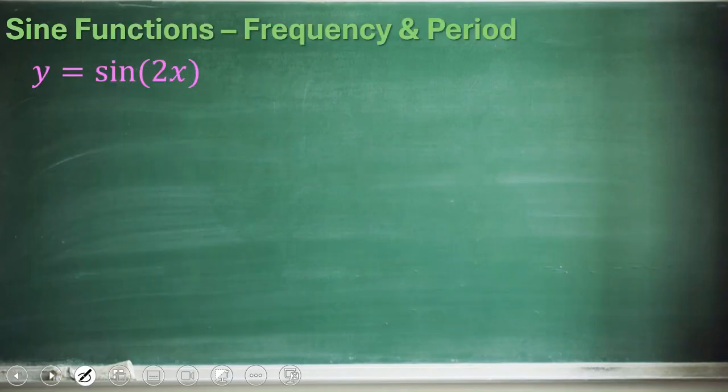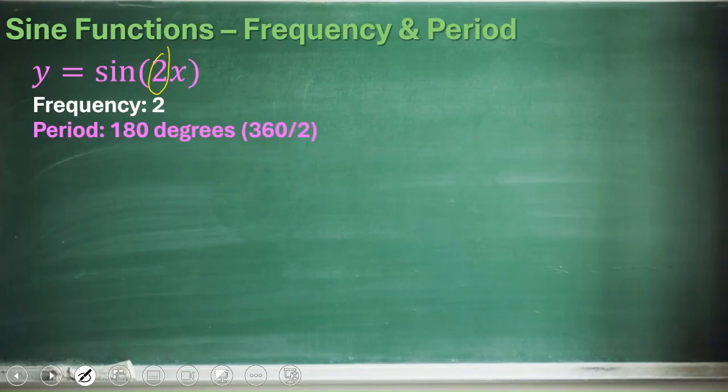First up, we have y equals sine of 2x. Our frequency is 2. And again, we find that because the 2 is being multiplied by the x within the parentheses. The period then is 180 degrees. As a reminder, we say 360, which is the period of our typical sine wave. Sometimes we call it the parent function sine wave. Y equals sine of x is always 360. So we divide that by our frequency, which is 2, to get our period.